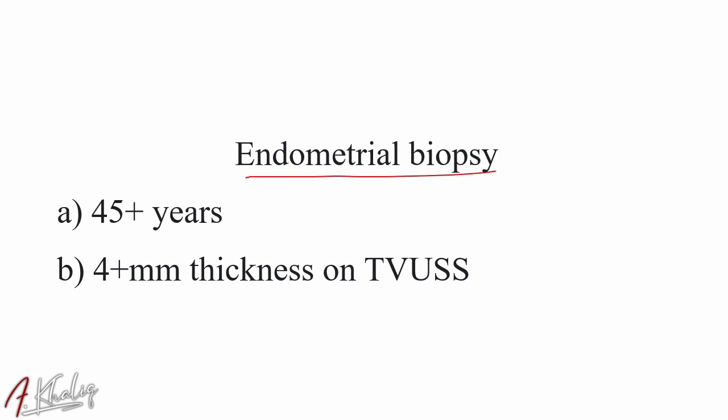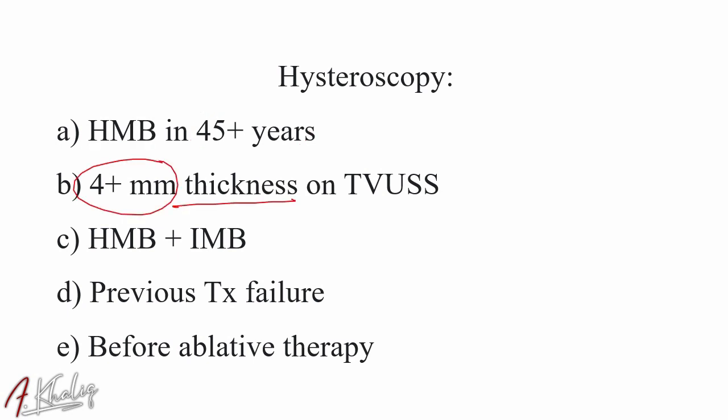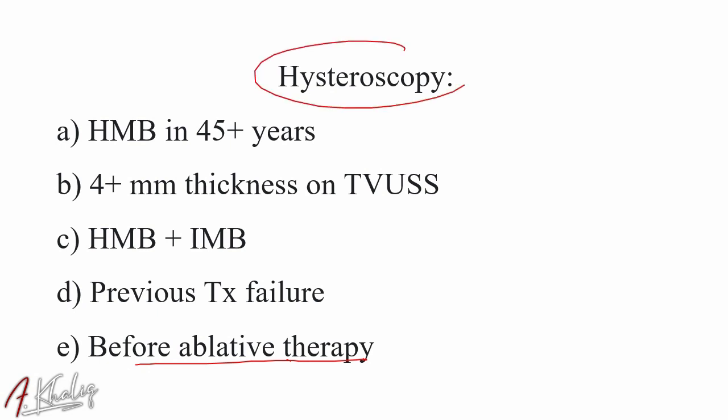For the endometrial biopsy, you should have a patient with age more than 45 years. And the second indication is thickness of endometrium more than 4 millimeter on transvaginal ultrasound sonography. You're going to go for hysteroscopy in a patient with a heavy menstrual bleed, and the age of the patient should be more than 45 years, and there is more than 4 millimeter thickness of endometrium on transvaginal ultrasound sonography. There's a positive history of heavy menstrual bleed or intermenstrual bleeding, and there's history of previous treatment failure, or if you're just planning for the ablative therapy, you have to go for the hysteroscopy first.